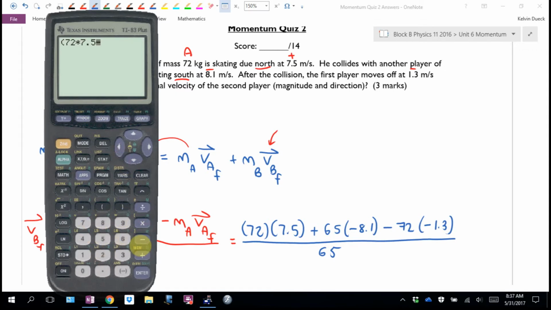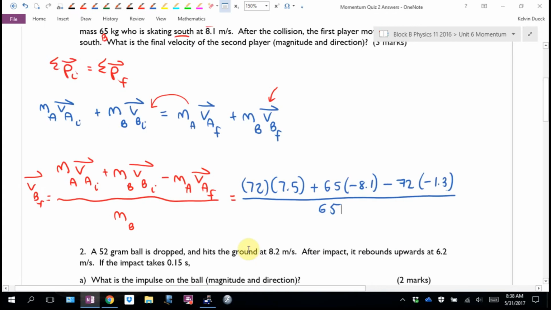Minus, Mr. Duke, plus 65 times negative 8.1, minus 72 times negative 1.3, brackets around the top, divided by 65. 1.64? 1.65, sorry, is that right? And positive, so north? Yep. Yes? Okay. So final answer for full marks. V final equals 1.65 meters per second north. For you to get full marks, I would expect the direction and the units.